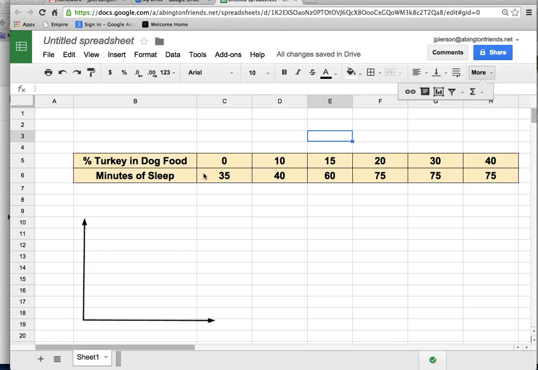What we want is a line graph. So I'm going to go to the different types of charts. And the very top one's a line graph. Either of these is fine. I generally pick the smooth.